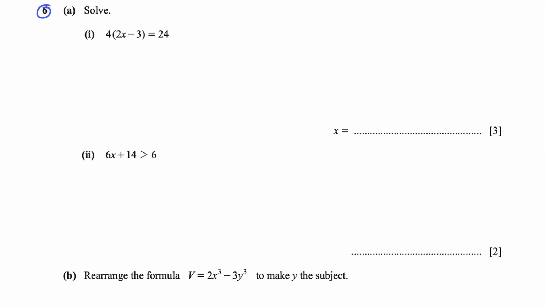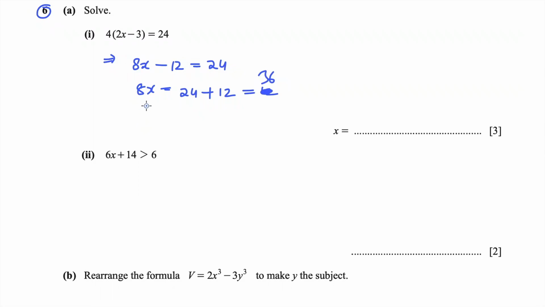Solve 4 into 2x minus 3 is equal to 24. Okay, so if I expand this, what will happen? That implies 8x, 4 into 2x is 8x, 4 into 3 is 12 is equal to 24. So therefore 8x is equal to 24 plus 12, which is 36.